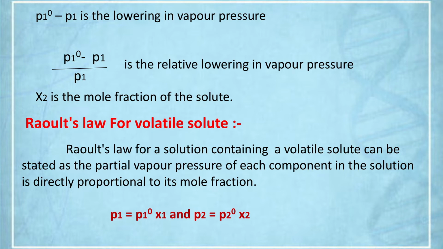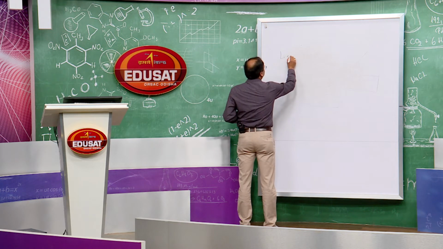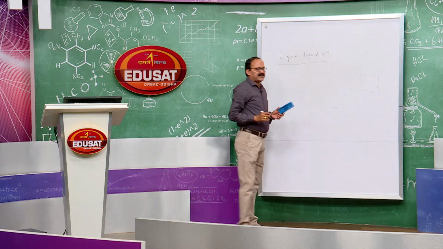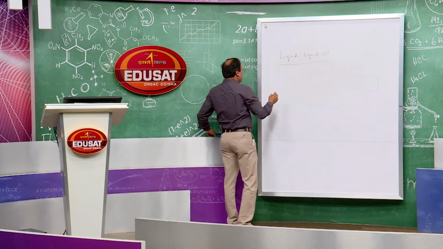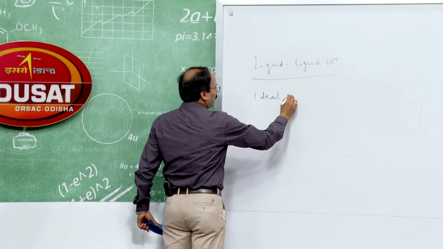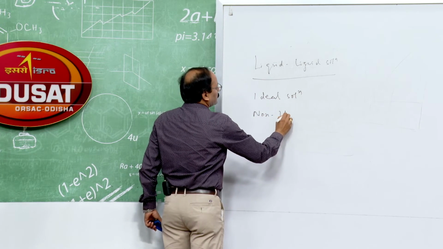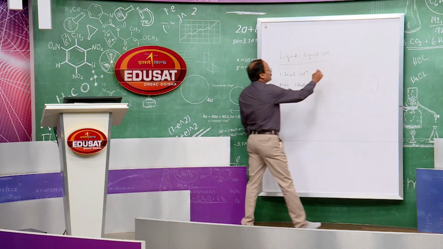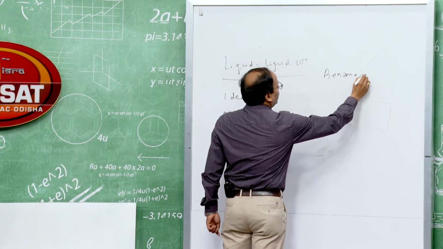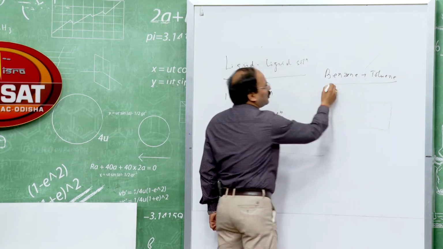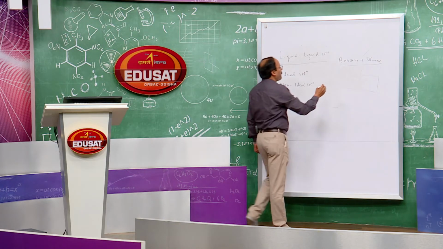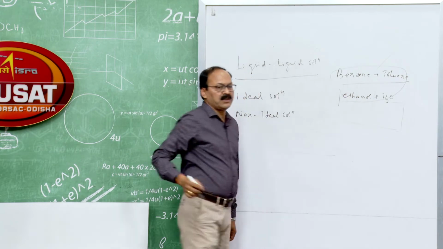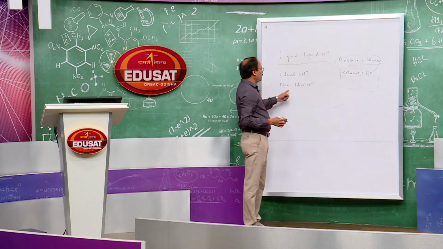Now, we will go to liquid-liquid solution. In liquid-liquid solution, the classification is either ideal solution or non-ideal solution. Liquid-liquid solution: you take ethanol and methanol, or benzene and toluene. Benzene and toluene will constitute a liquid-liquid solution. Similarly, you can have ethanol and water, that is liquid-liquid. These are all liquid-liquid solutions. The liquid-liquid solutions are classified into two types. One is ideal solution, the other is non-ideal solution.